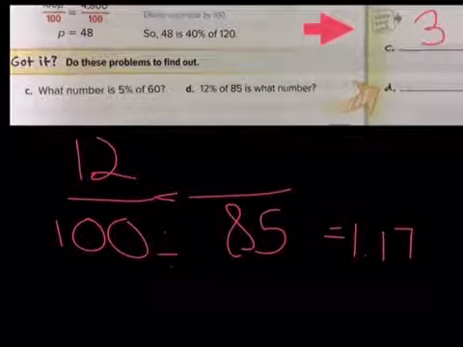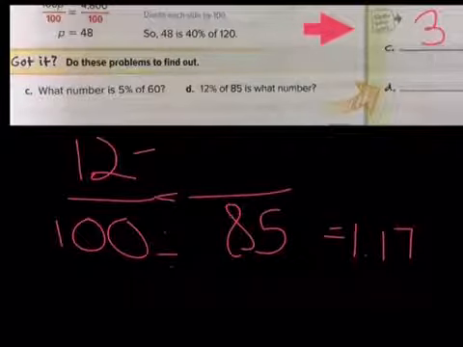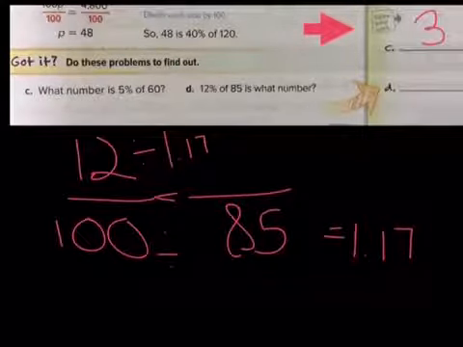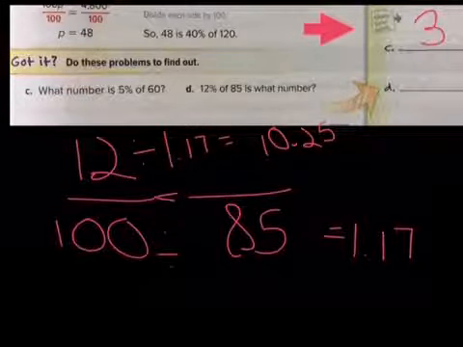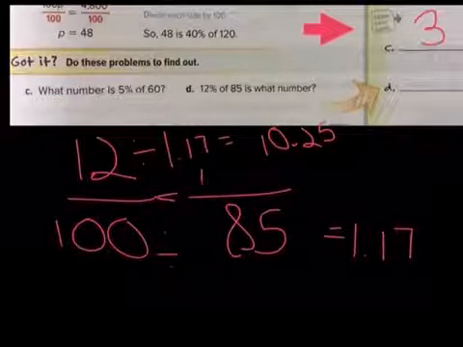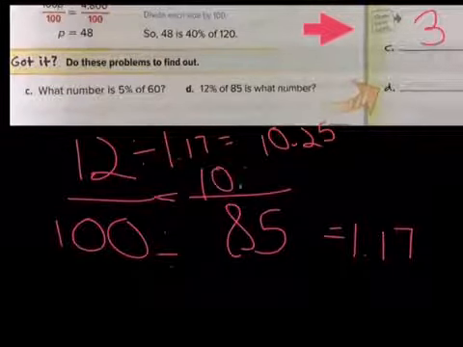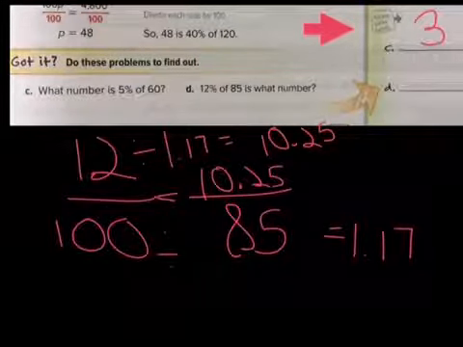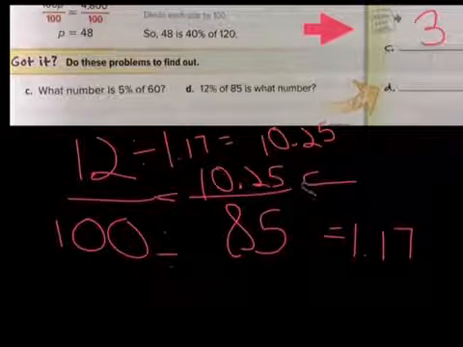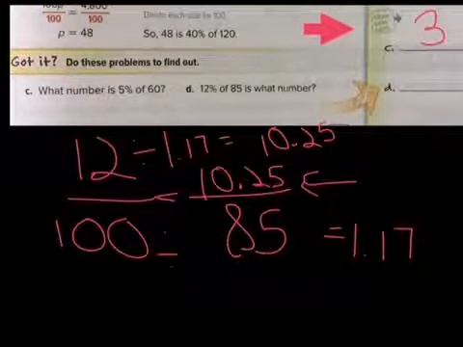Let me try it. Let's do the same thing to the 12. So you're going to take now 12 and divide it by 1.17. You should get 10.25641. It's a long number, so let's just round it to 10.25. Okay, you can leave it at that. And this, boys and girls, is 12% of 85.